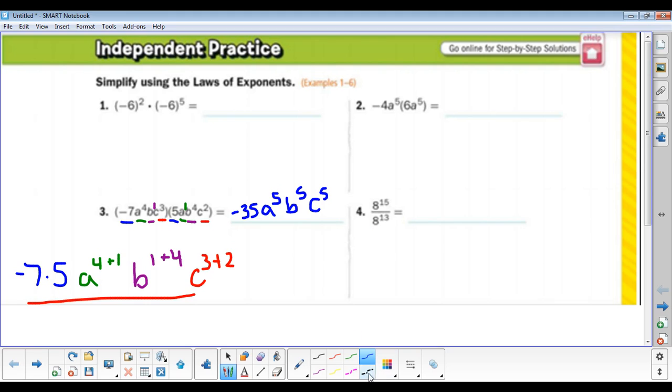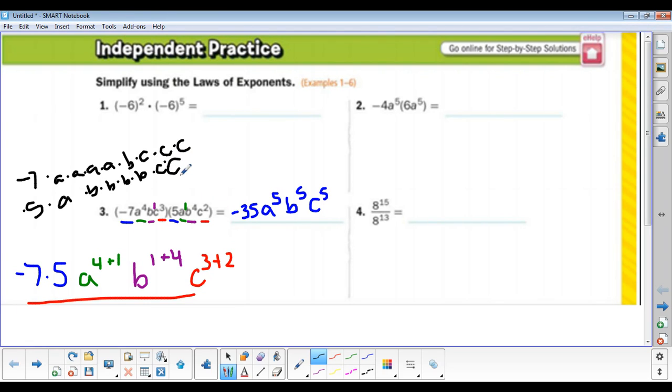Now, if you're ever in doubt of what to do, don't forget you can always expand it out. If I were to expand this whole problem, I would have -7 times a times a times a times a, that's a to the 4th, times b times c times c times c, that's c to the 3rd, times 5 times a times b times b times b times b, times c times c.